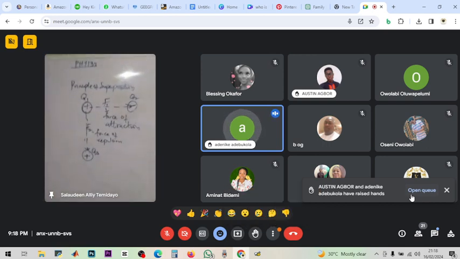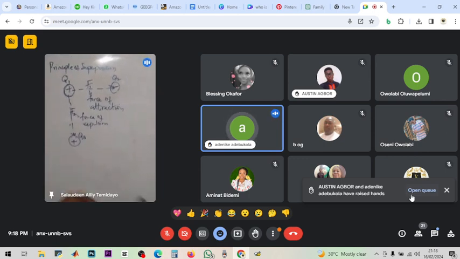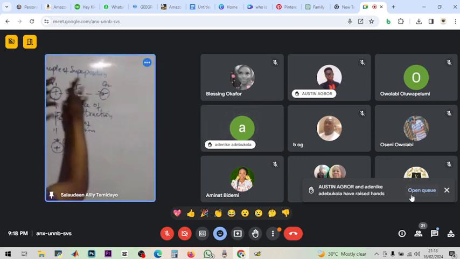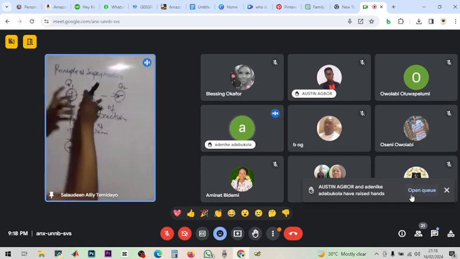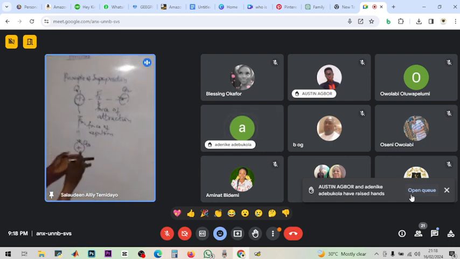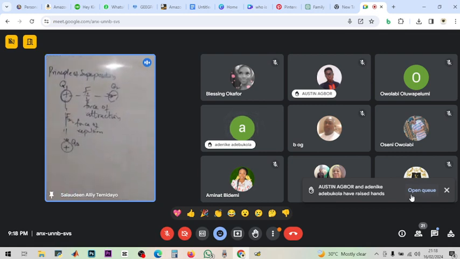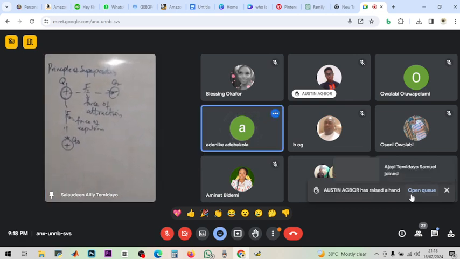Sorry, that aspect of superposition, can you please just take it again? Just that aspect alone, not from the beginning. Superposition is exactly about one basic charge having an effect on other charges at the same time. This charge is having an effect on Q3 and having an effect on Q2 at the same time. That's the principle of superposition.